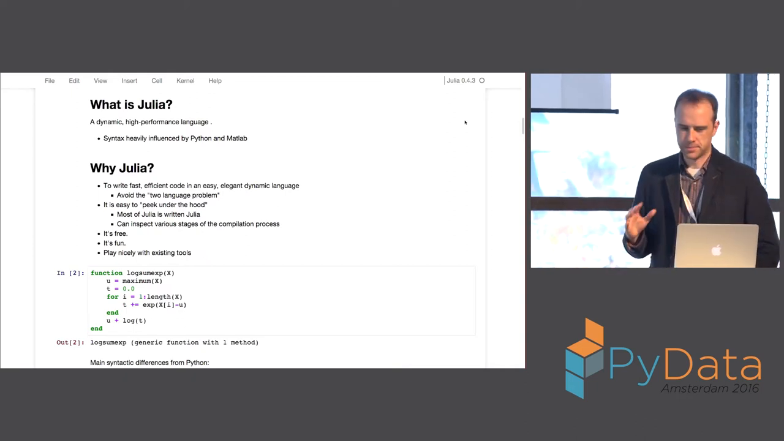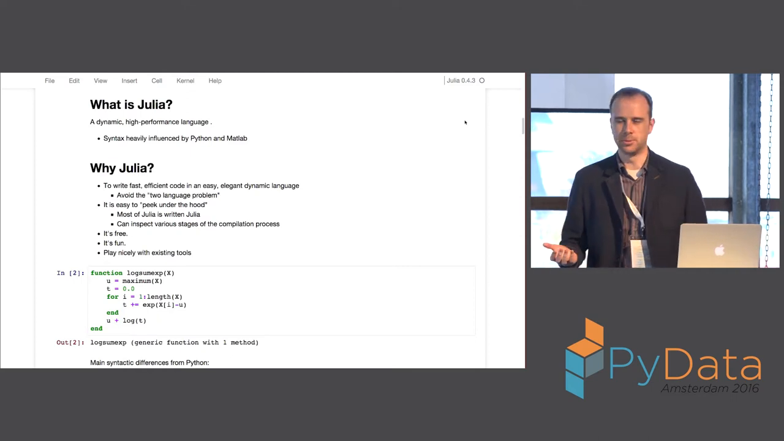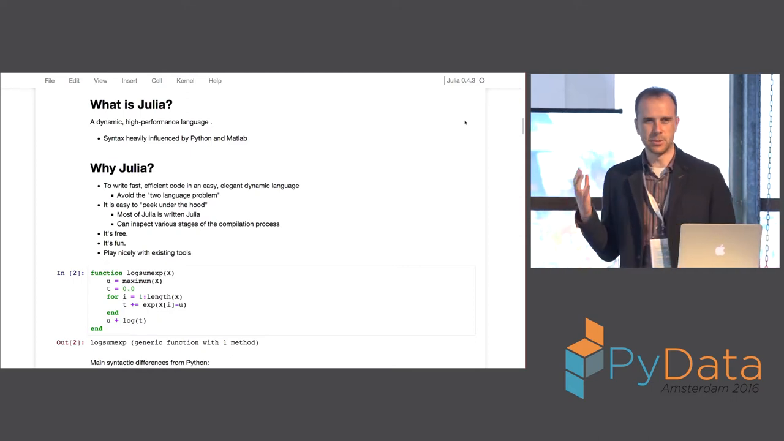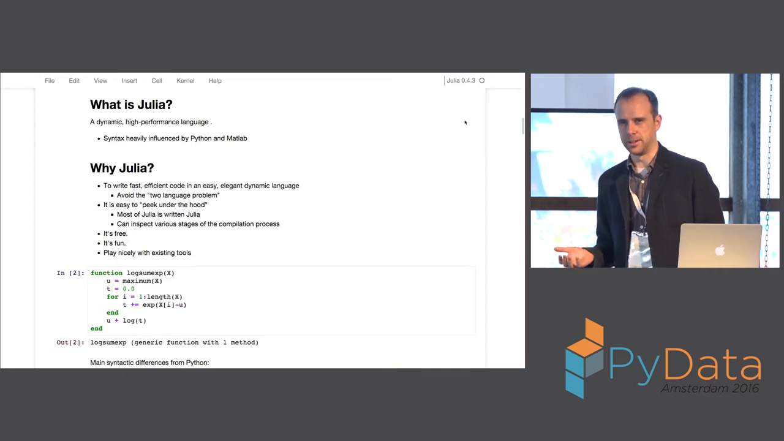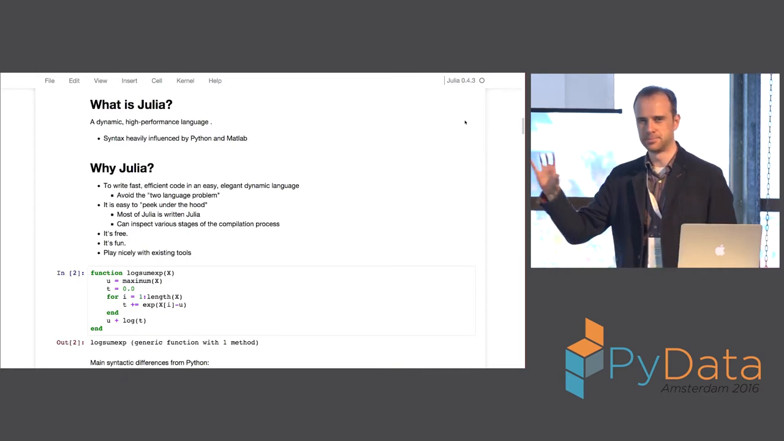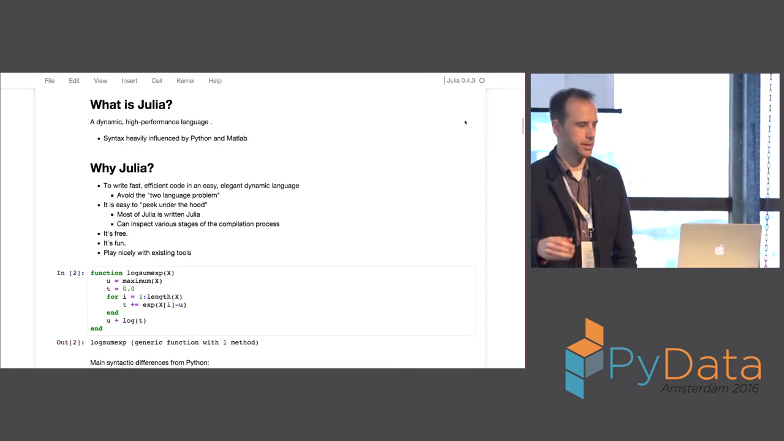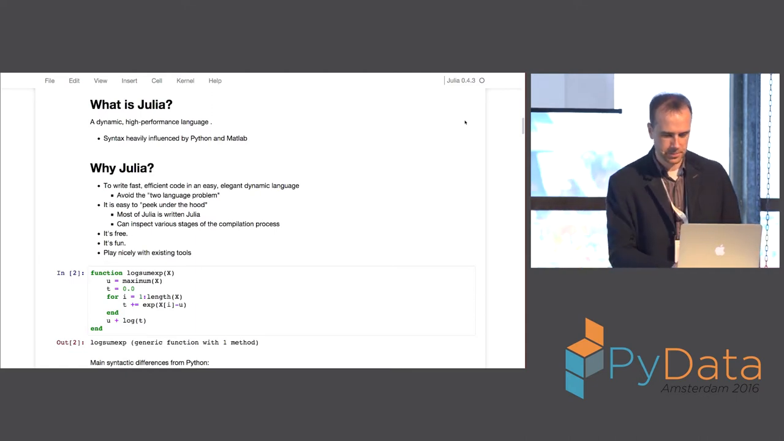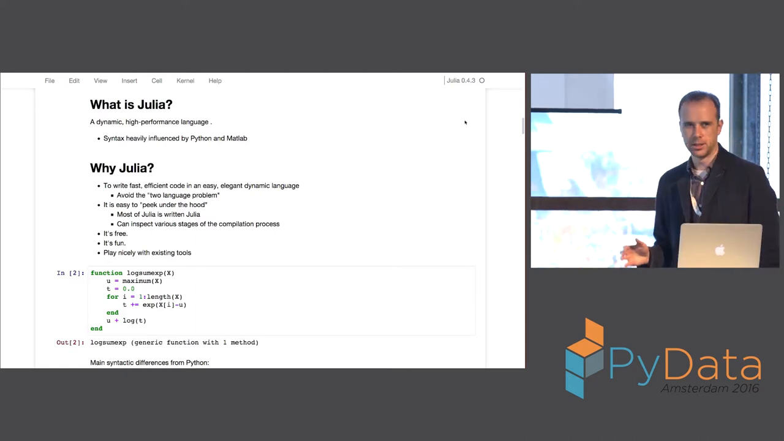So why Julia? Why would you want to use it? Fundamentally, if you want to write fast, efficient code in one language, so you don't have to write something in Python and then dump it into C or Fortran, et cetera. So it avoids what we term the two-language problem.